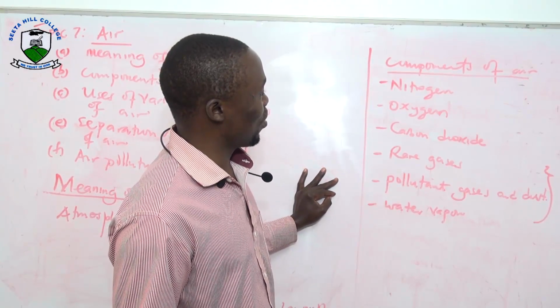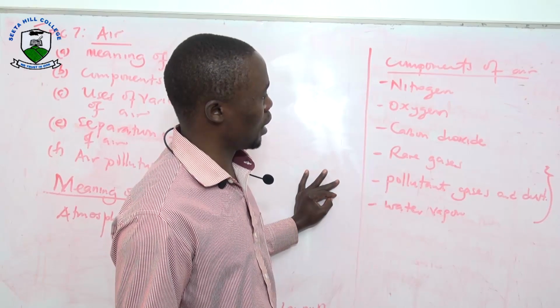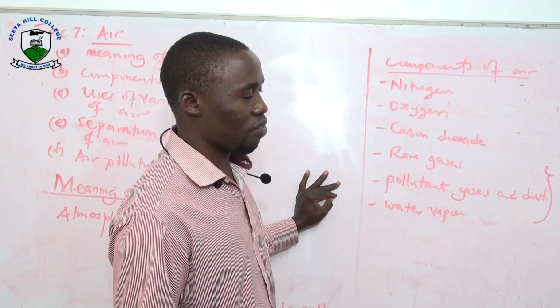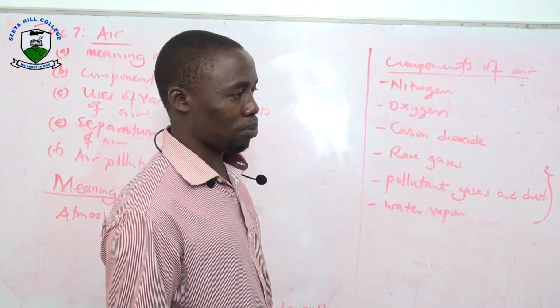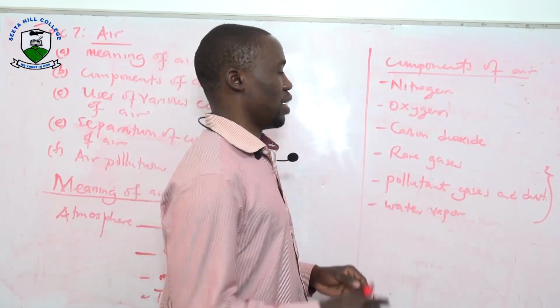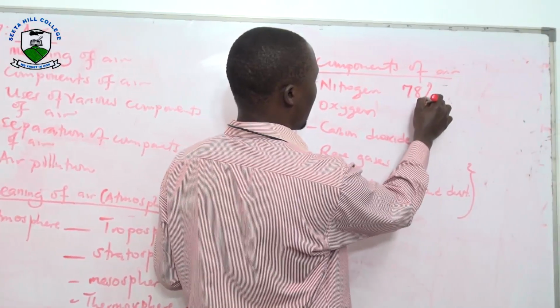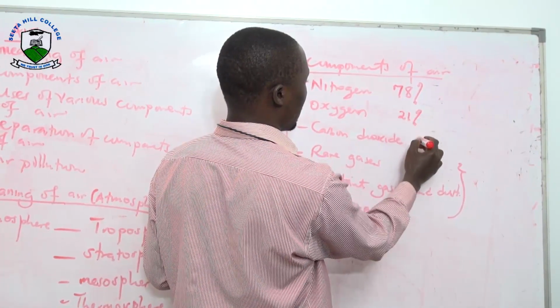How much is it? Could we have somebody with any information about the percentage compositions? The percentage volume of nitrogen. Yes, question. 78%. Then this? 21%.